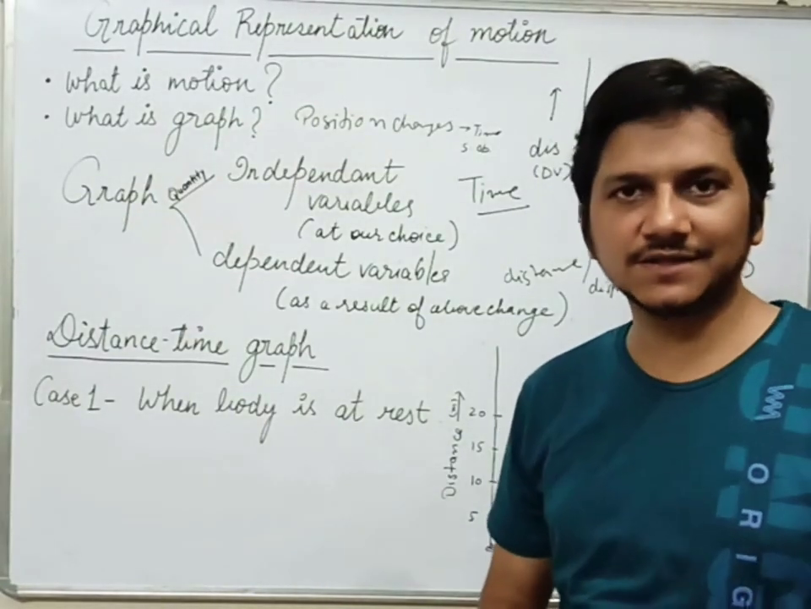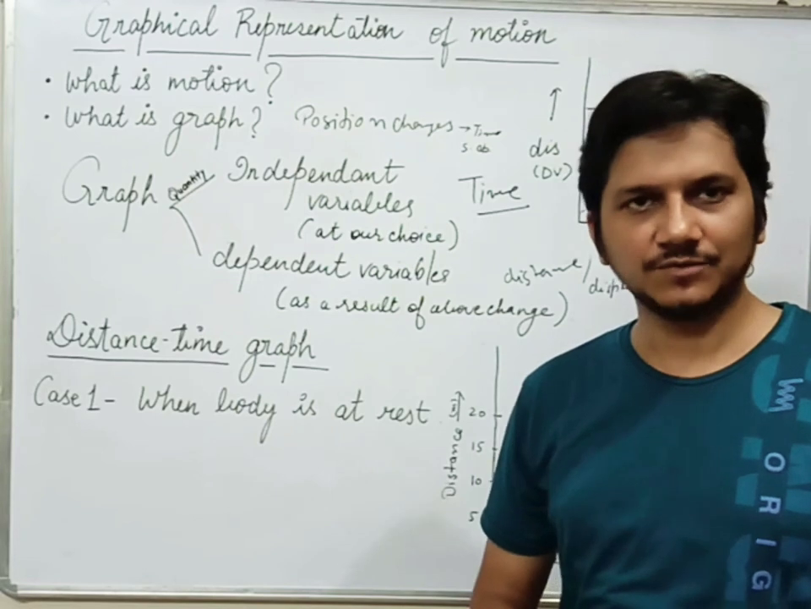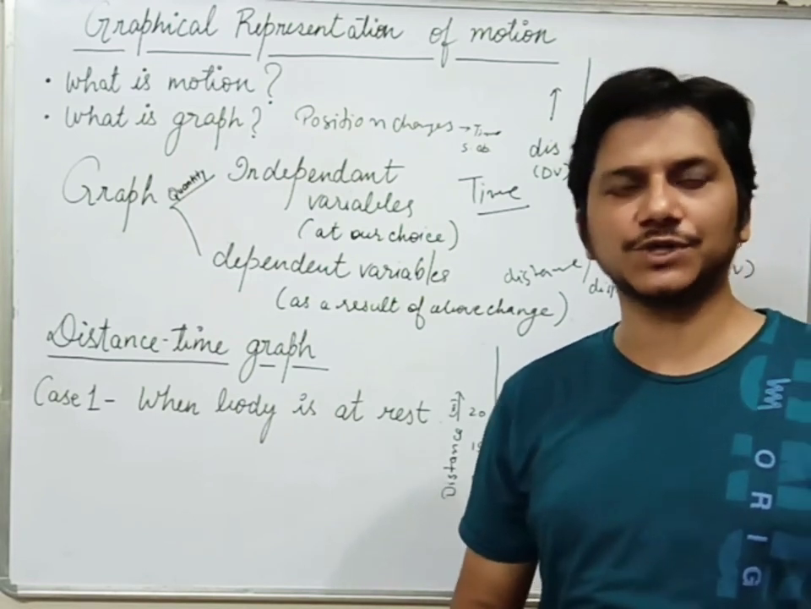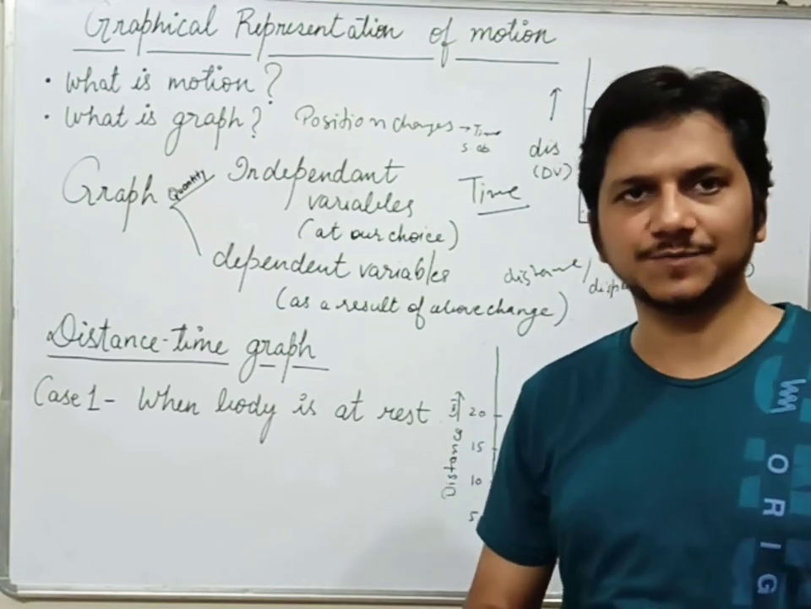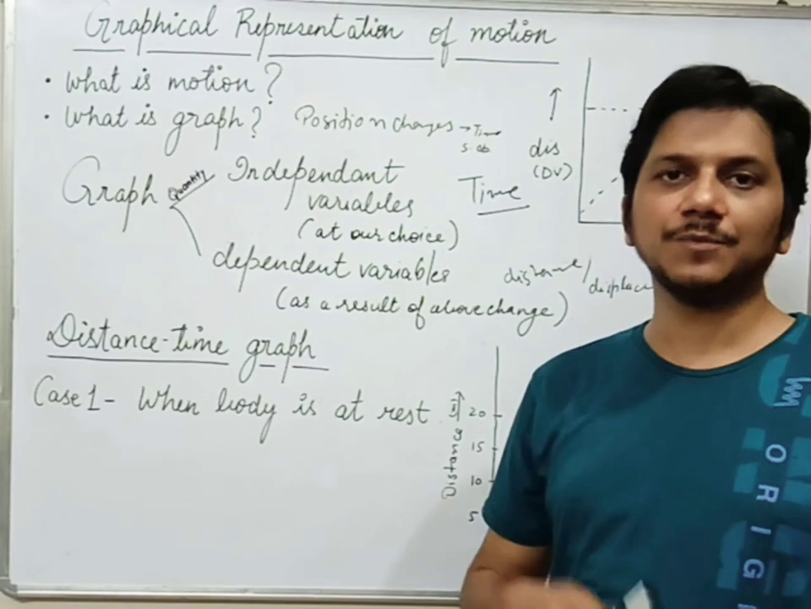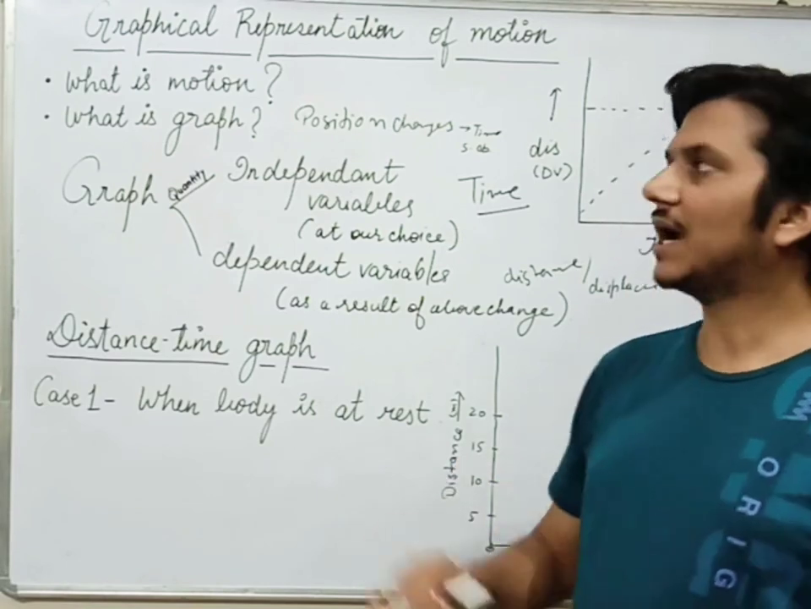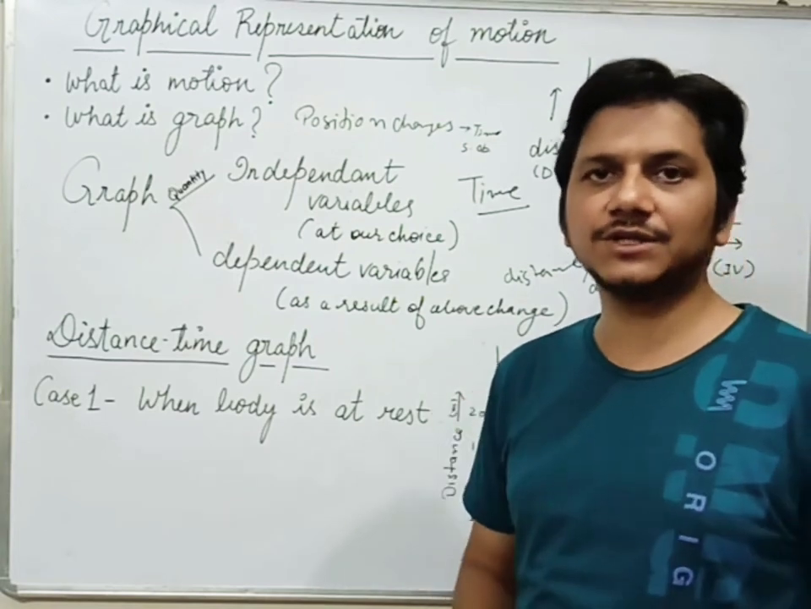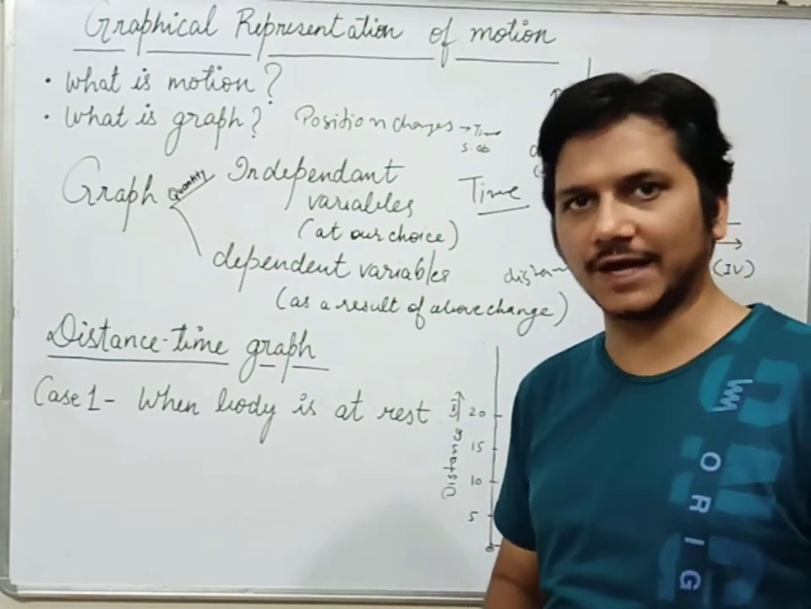Today we will discuss the graphical representation of motion. Before discussing this topic, firstly we should know what motion is. Motion of an object is perceived when its position changes continuously with respect to time. And second, what is a graph? A graph represents the relationship between two variables.